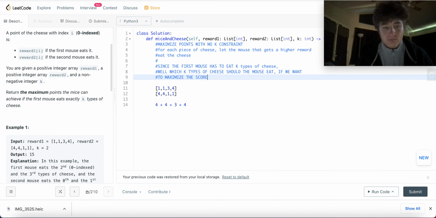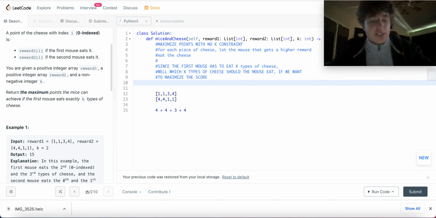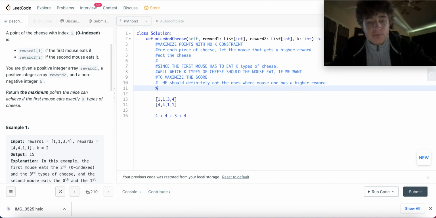Well, he should definitely eat which ones? He should definitely eat the ones where mouse one has a higher reward than mouse two.